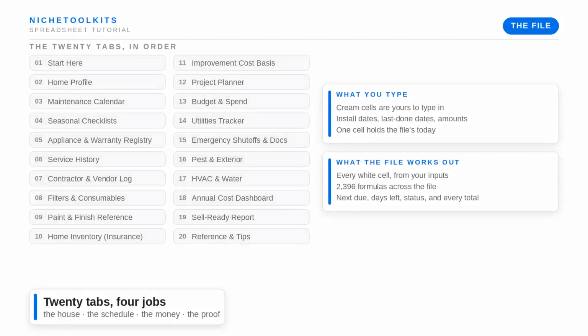Here is the whole file. 20 tabs in 4 groups. The house, your profile, the appliances, the paint codes, the inventory, the schedule, the maintenance calendar, the seasonal lists, filters, pest and exterior, heating and water, the money, service history, vendors, cost basis, projects, budget and utilities, and the proof at the end, shutoffs, the dashboard and the cell-ready report. Cream cells are yours to type in. Every white cell calculates itself.